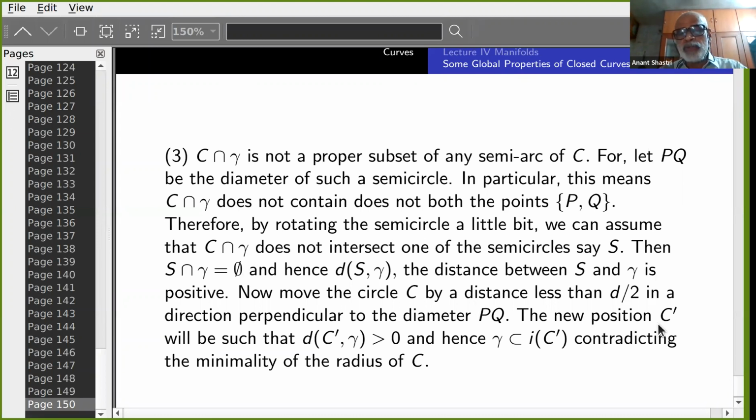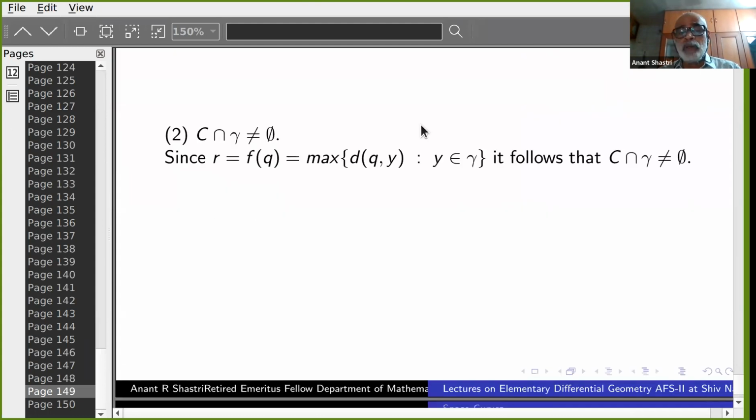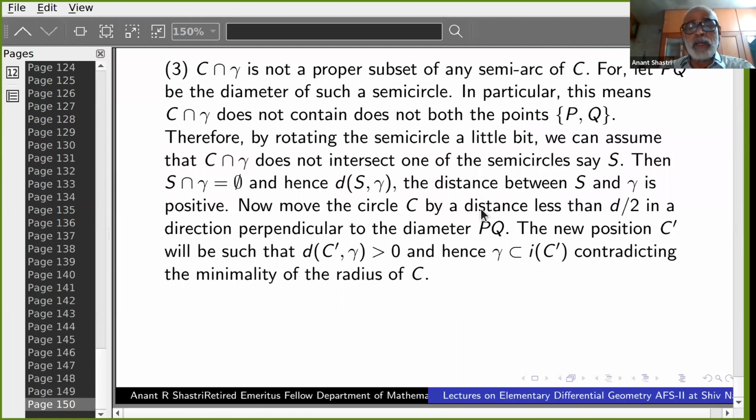The new position of C prime will be such that the distance between C prime and gamma itself will be positive. Therefore, it will be contained inside IC gamma, contradicting the minimality of the radius of C. Once you have such a C prime which does not intersect gamma at all, then there will be a smaller one because of our observation 2. Observation 2 is just here. So that's a contradiction.